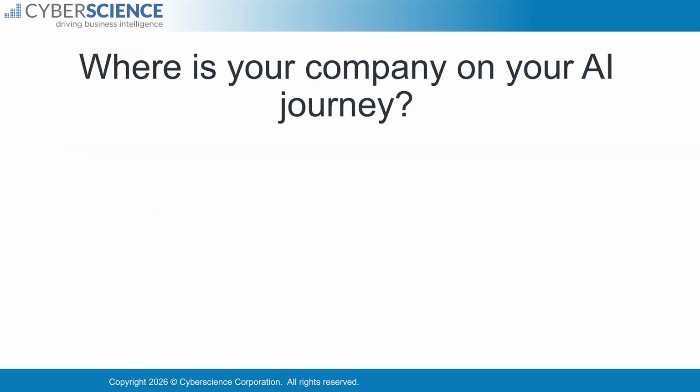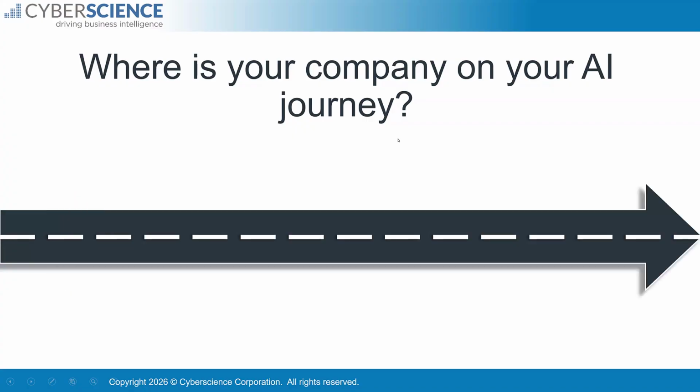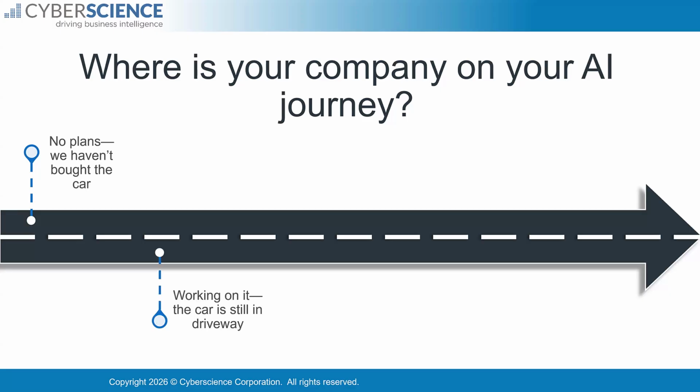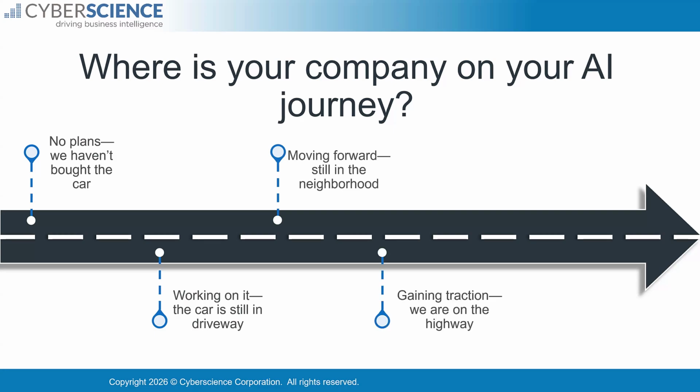I would like to start off with a question. We took this question and submitted it to ChatGPT, and it came back with 5 potential answers. The question is, where is your company on your AI journey? The first option is no plans: we haven't bought the car yet. Number 2, working on it: car still in the driveway. Number 3, moving forward: still in the neighborhood. Getting traction: we're on the highway. And approaching our final destination.